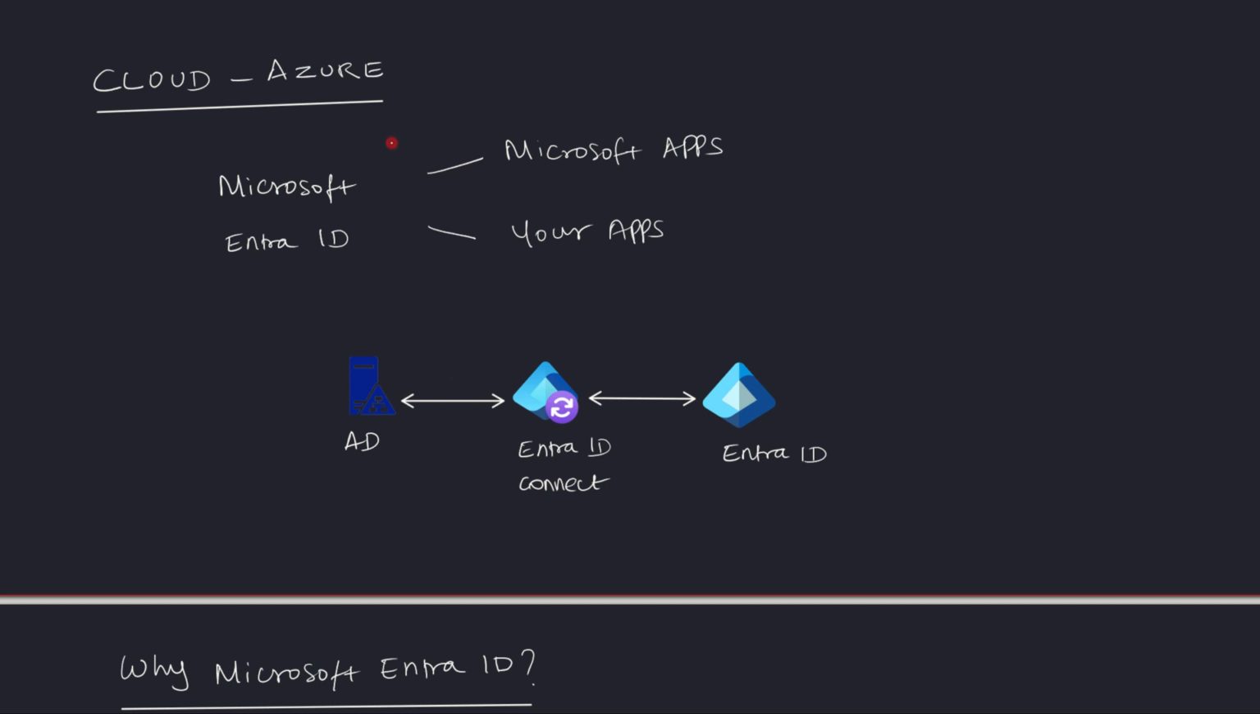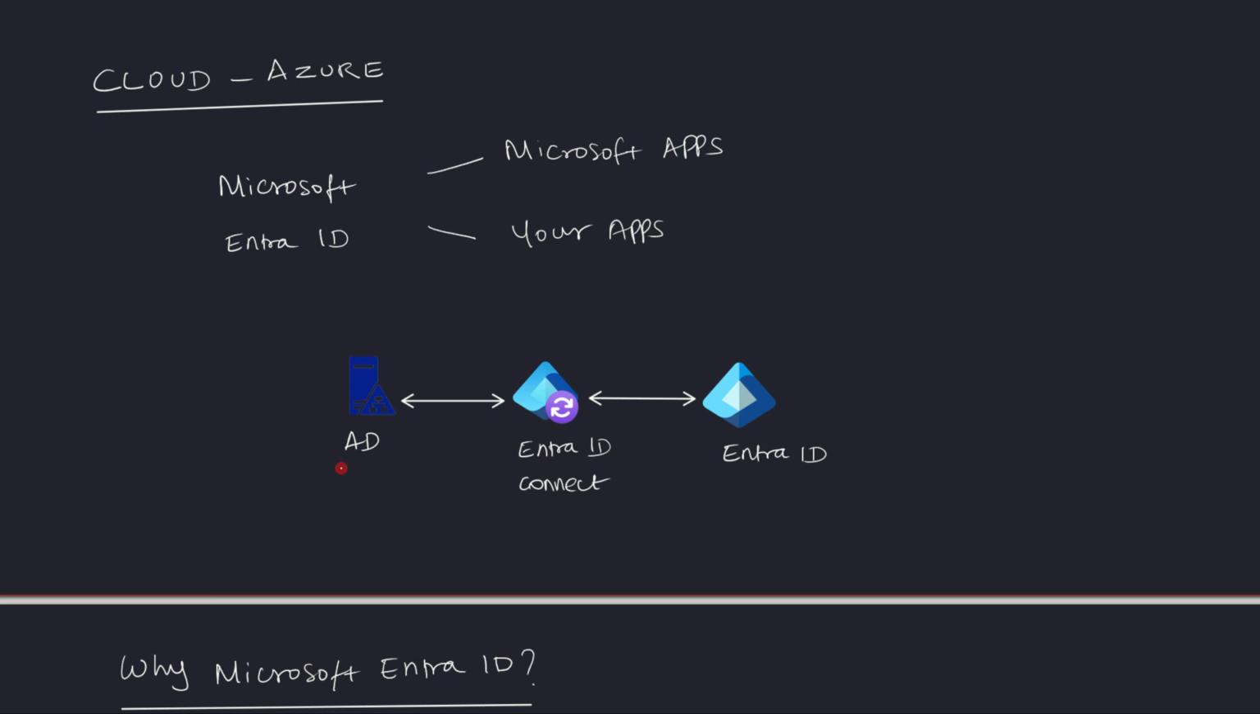We have the same functionality and much more in Azure Cloud as well. The service which provides this functionality is called Microsoft Entra ID. With Microsoft Entra ID, you'll be able to control and manage access to Microsoft apps. This includes things like Office 365 and other Microsoft apps. And you can also control and manage access to your own apps.